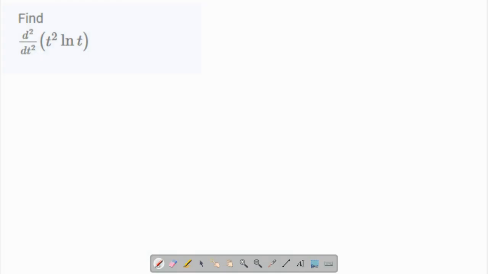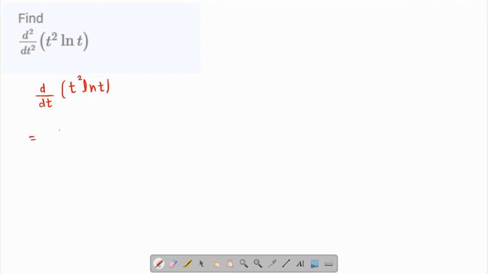Differentiation: we have to find the derivative, the double derivative rather, of this particular function, t square ln t. Since these are two functions in multiplication, we have to use the product rule first. So let's first find the first derivative of t square ln t.